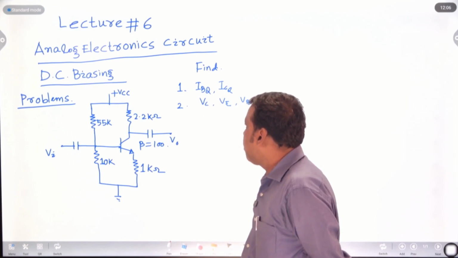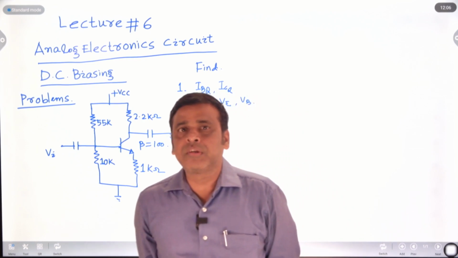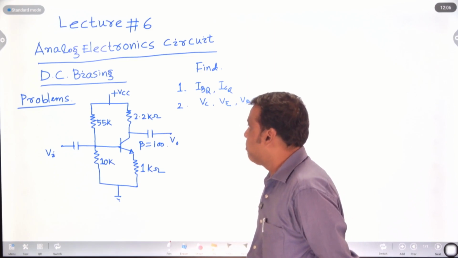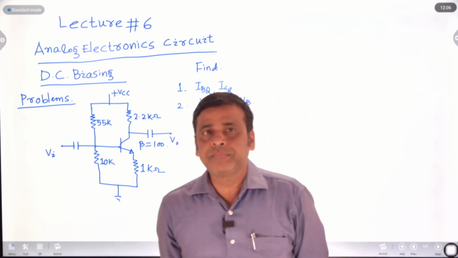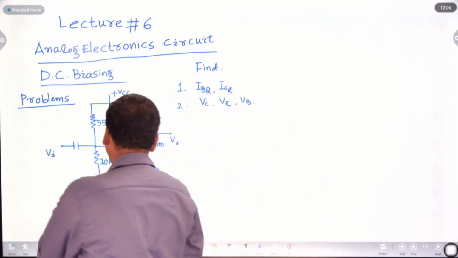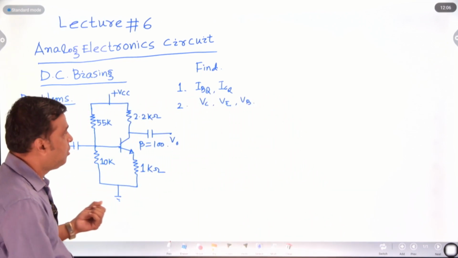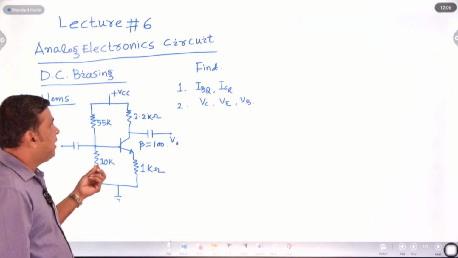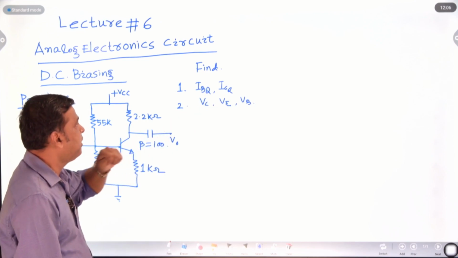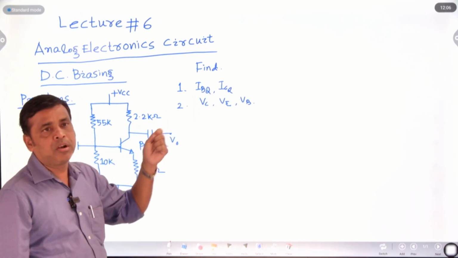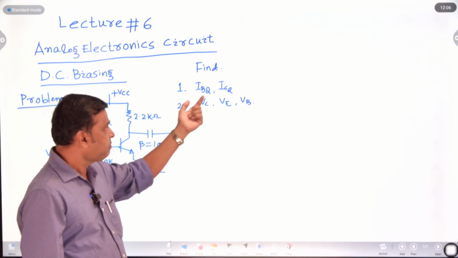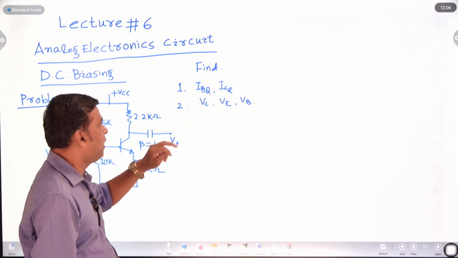We have discussed all the things related to transistor biasing. Now today we will do numericals or problems related to transistor biasing. In DC biasing of BJT, in these numericals, the question asks us to find IBQ. Q means the Q point or operating point. We have to find the DC currents and DC voltages. IB is the base current, and IC is the collector current.